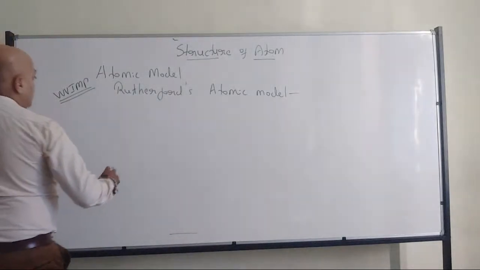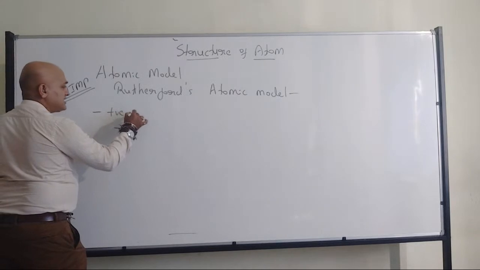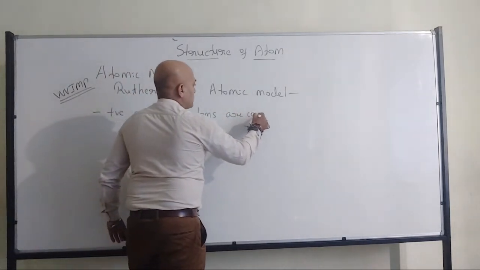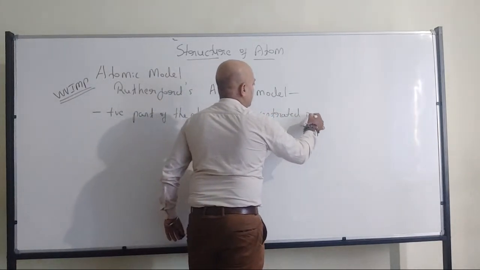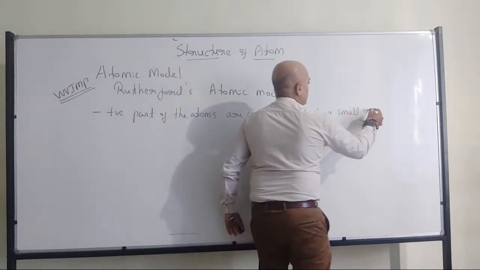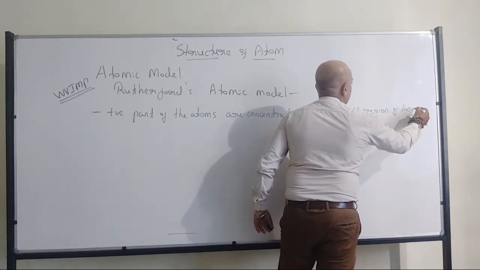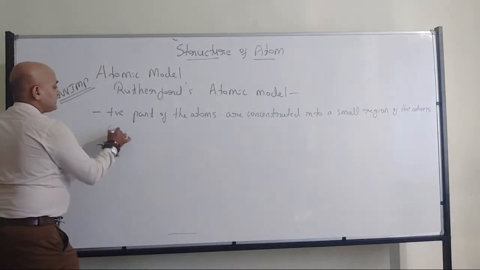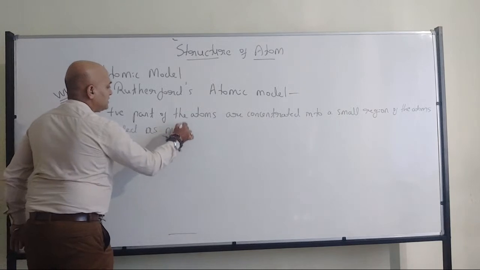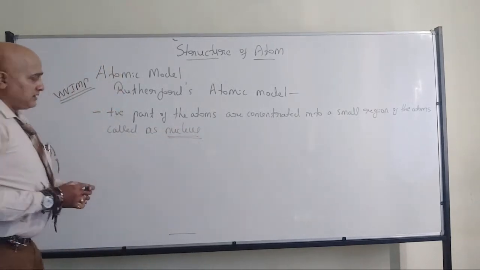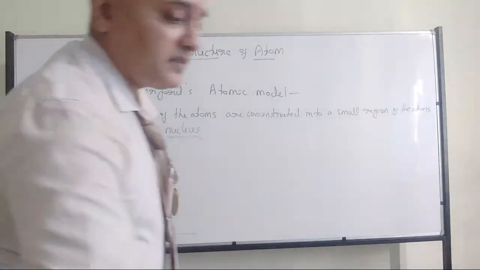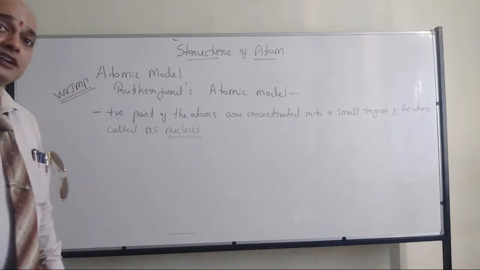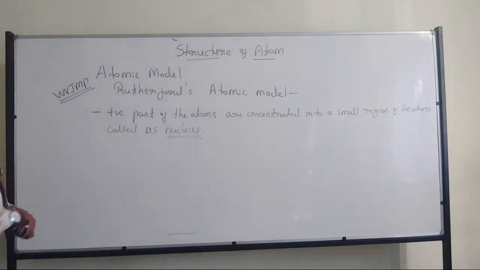So, what is that? The positive part of the atom is concentrated into a small region of the atom called the nucleus. He is the one who coined this word. Nucleus, this word has to be written in the small part of the atom. That region is called the nucleus. You have to underline that word. So that nucleus word was coined by Rutherford.